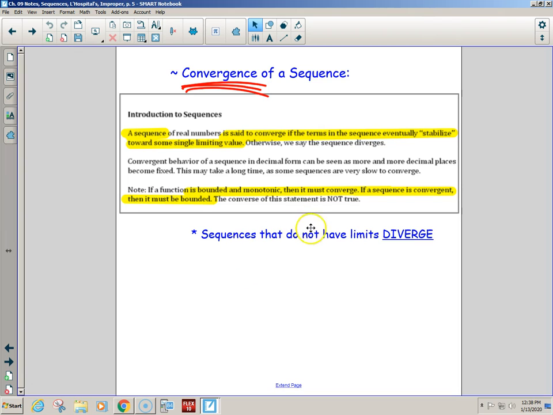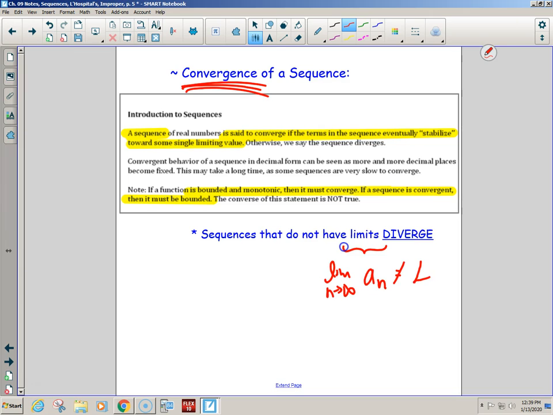Sequences that do not have limits diverge. What do I mean by limits? Does everything have a limit besides the awkward oscillating DNE? We're not going to negative infinity because we don't have negative terms of this sequence. But we do have positive, and they can just keep on going, comma, dot, dot, dot. So the limit as n goes to infinity of the sequence a sub n, if it does not equal some constant L, then it will diverge.